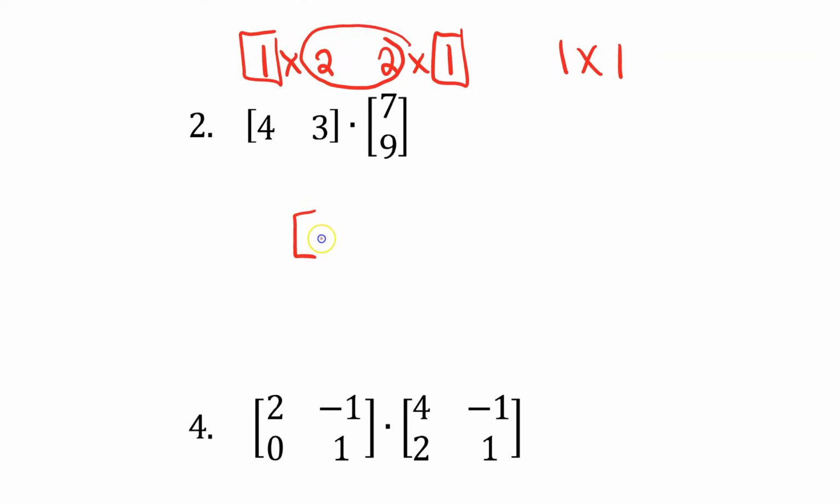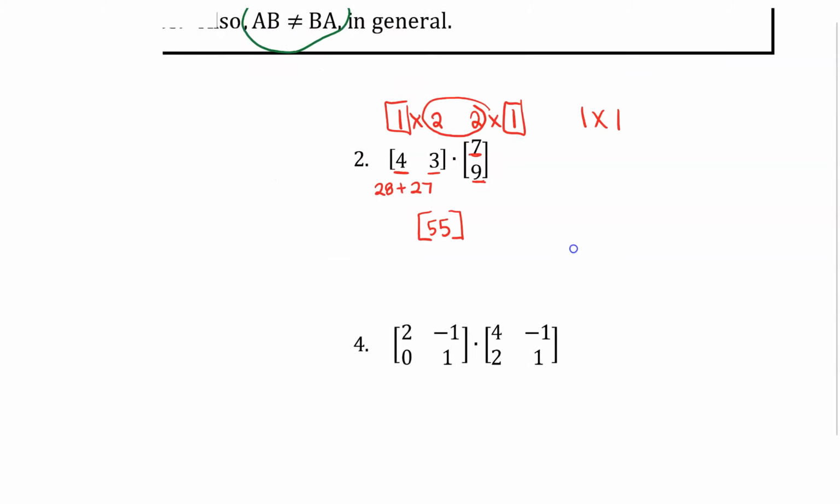So my result is just going to be a 1 by 1 matrix. All right, I multiply the first and the first. 4 times 7 is 28. And then I add that with the second two multiplied together. 9 times 3 is 27. 28 plus 27 is 55. My answer there.